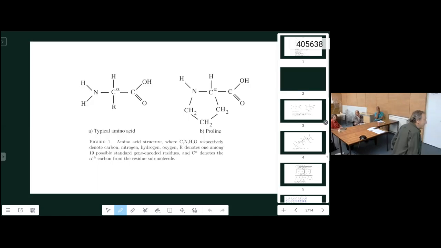And the 20 can be explained as follows. 19 of them, it's biology so there will still be an outlier, 19 of them have this basic chemical structure, and one of them, proline, has this chemical structure. Each H is hydrogen, N is nitrogen, O and C are oxygen and carbon. R denotes a residue, one of 19 possible submolecules that determine the identity of this amino acid. C alpha is the alpha, the first carbon atom in this residue submolecule. So that's the notation on the left, and you see there's this slightly different structure for proline.